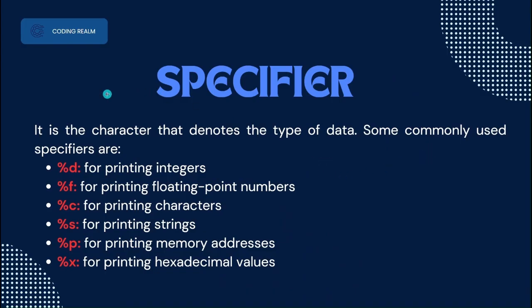Specifier is the character that denotes the type of data. Some commonly used specifiers are %d for printing integers, %f for floating point numbers, %c for characters, %s for strings, %p for printing memory addresses, and %x for printing hexadecimal values. These are the specifiers I need to use when I write code.